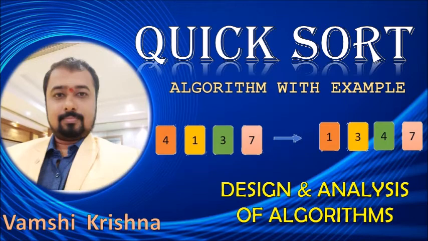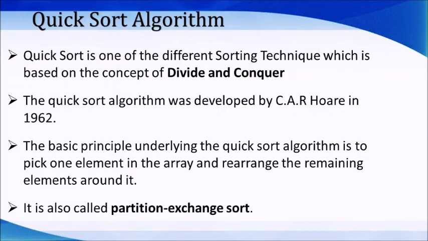In this video, we will discuss the quicksort algorithm and how to sort an array using it. Quicksort is one of the sorting techniques which is based on the divide and conquer strategy. It is completely different when compared to other sorting techniques. The quicksort algorithm was developed by C.A.R. Hoare in the year 1962.